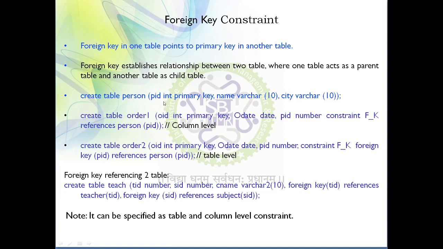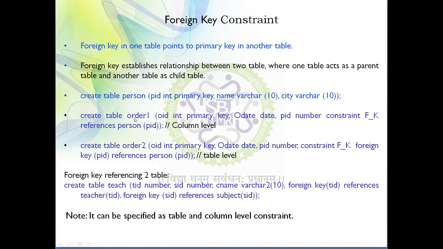So in that person table, what kind of information is being stored? Person ID, name and city. On this person ID, I am applying a primary key constraint because I want every person to be uniquely identified. So its value should not be repeated, and its value should not be blank. So I applied a primary key constraint on PID. In the person table, person ID is there, name is there and city is there.